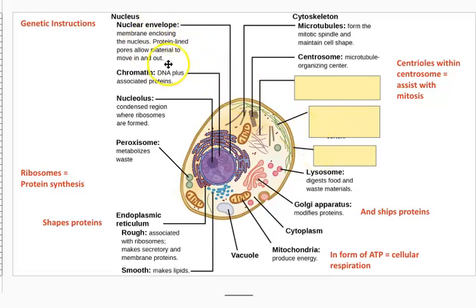So we haven't really talked about the nuclear envelope, but it's kind of like the cell membrane, but around the nucleus. We talked about chromatin, talked about the nucleolus, which is where ribosomes are made. Peroxisomes, we went through the rough and smooth endoplasmic reticulum. Cytoskeleton, centrosome, lysosome, Golgi apparatus. Cytoplasm is just everything within the cell membrane. I'll never ask you that definition. Mitochondria we've talked about. Vacuoles store water. They're pretty insignificant in animal cells, but they do store water.